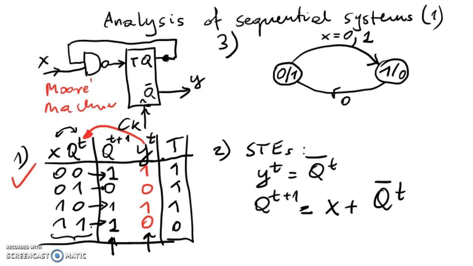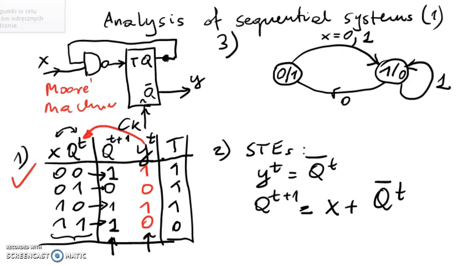And the last row tells you no change. If you are in state 1, no change for X equal to 1. And now the diagram is complete, and that's all.